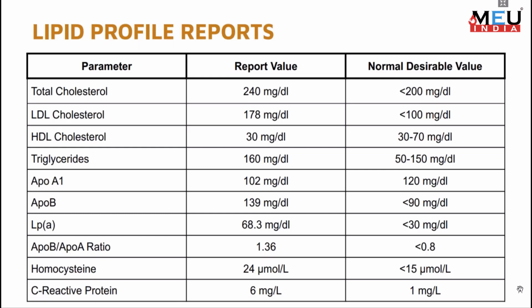ApoA1 was 102 milligrams per deciliter, much lower than the normal level. ApoB was 139, which is again more than the normal limit. Lipoprotein A is very much elevated, that is 68.3, normal is 930. And the ApoB by A ratio was 1.36, again higher. And homocysteine levels were also elevated, along with C-reactive protein also being elevated.